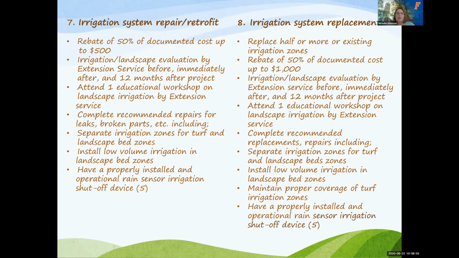And then we have some repair and retrofit systems for the irrigation or replacement systems. So this is when you would get a mobile irrigation lab visit. So we would come out, look at your irrigation and landscape, make recommendations on how to be more water conserving, and then you would make those changes. You would need to make those changes entirely. And then you may be able to qualify for one of these rebates to help you with the cost of repairing or replacing your irrigation system, again, so that it's more water conserving.